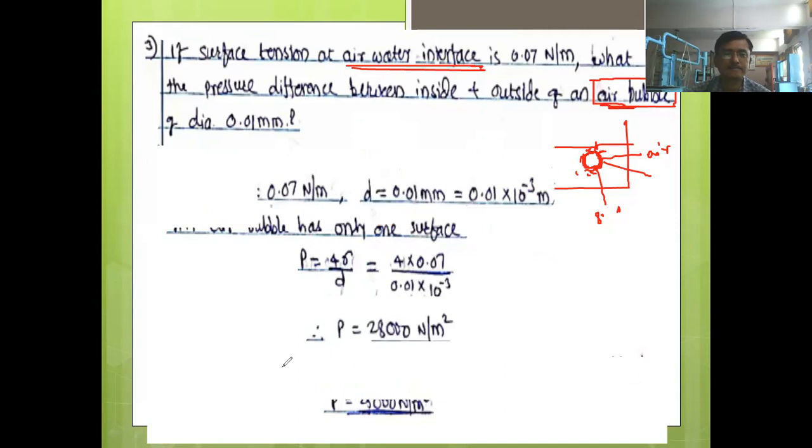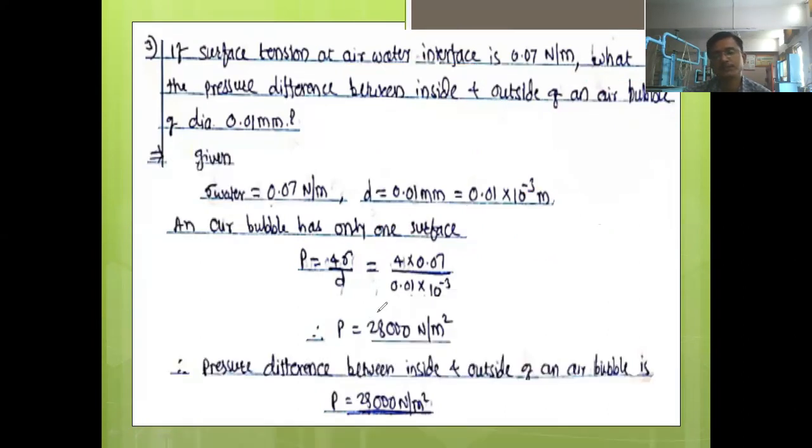28,000 Newton per meter. 280. Okay, I will clear it. You can observe the answer. 28,000 Newton per meter square. Correct. And whatever the answer written by Murray, that is also correct.